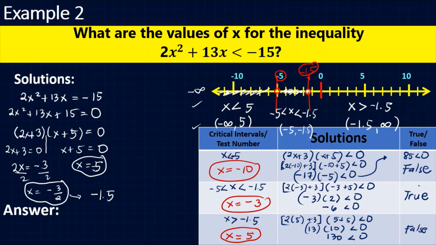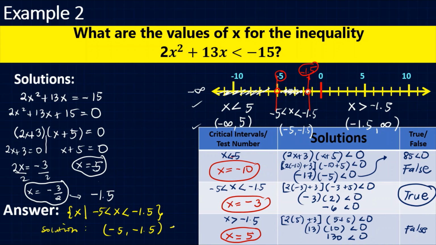So, after doing this, kunin natin yung interval na nag-true or nag-satisfy dito sa ating given inequality. Therefore, the values of x, or x is the element of all real numbers such that x should be greater than negative 5 but less than negative 1.5. Or, pwede rin siyang isulat as a solution of negative 5 and negative 1.5 with open parentheses. And these are now the final answers.